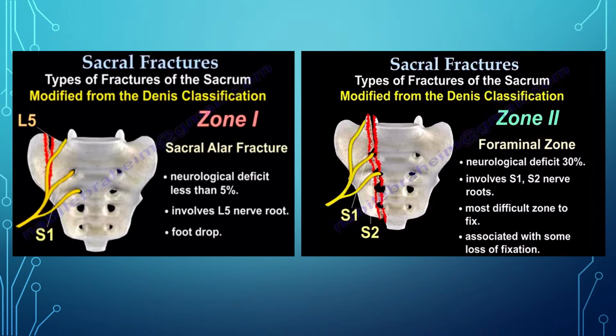The slide on the right is the Zone 2 classification. This involves fractures tracking down through the foramina. There can be a neurological deficit of up to 30%, which can involve the S1, S2 nerve roots, and it is quite a difficult type of fracture to fix.